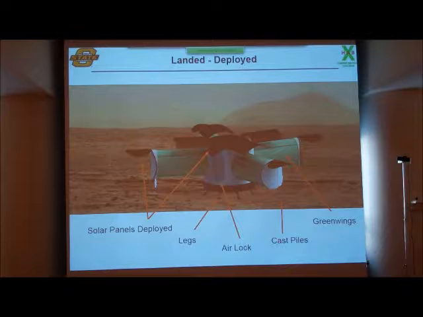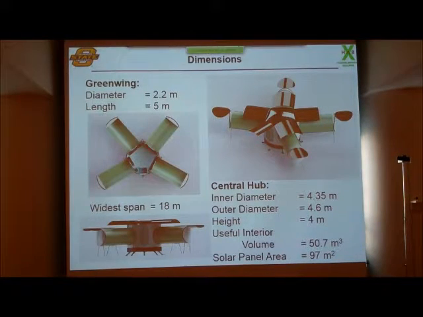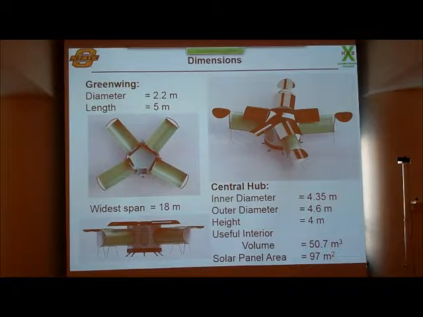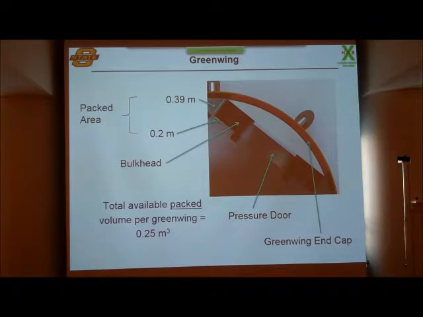Here we have the green wings after they're deployed via inflation, also using the cables to keep them off of the ground, as well as drill-down piles coming out of the solid end caps once fully deployed. Here are the predicted rough dimensions of the central hub and green wings. Shown is a close-up showing the area where the green wings will be packed. The total available packed volume per green wing is estimated at 0.25 cubic meters.